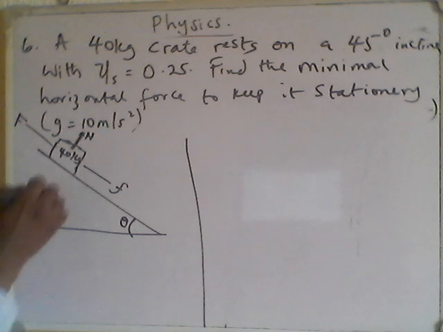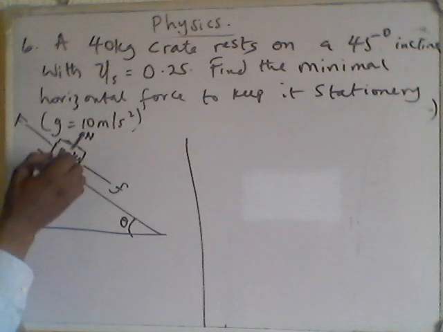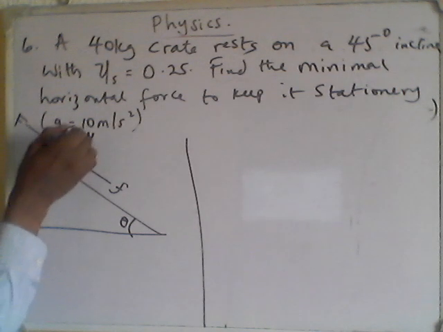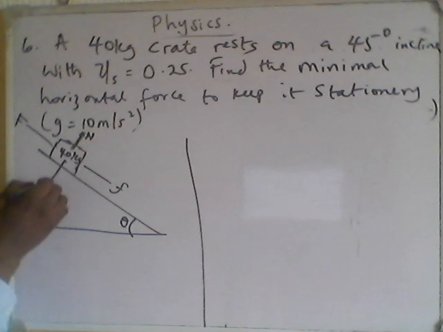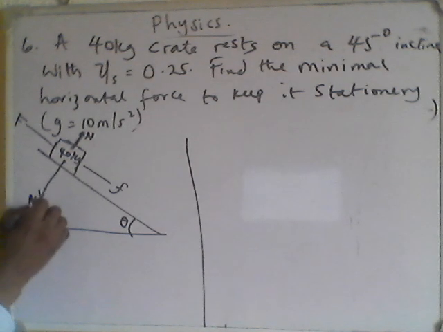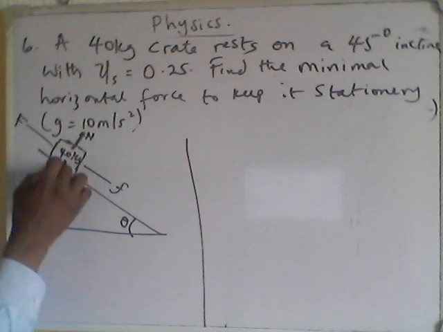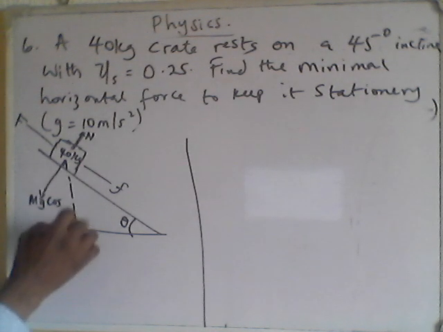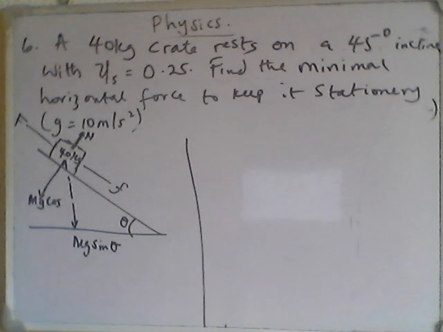Okay, so you agree with me that this normal has an opposite force that also gives me the weight. But then this weight has two components. It has mg cos theta. Mg is weight, cos theta. This is along the horizontal, and this other component is mg sin theta along the vertical.